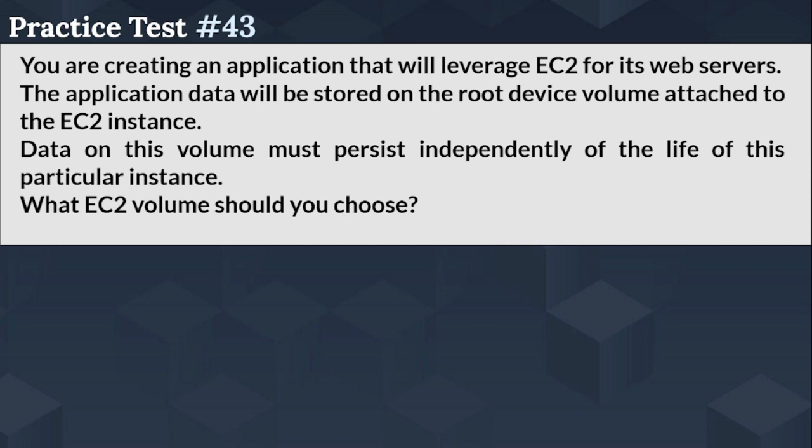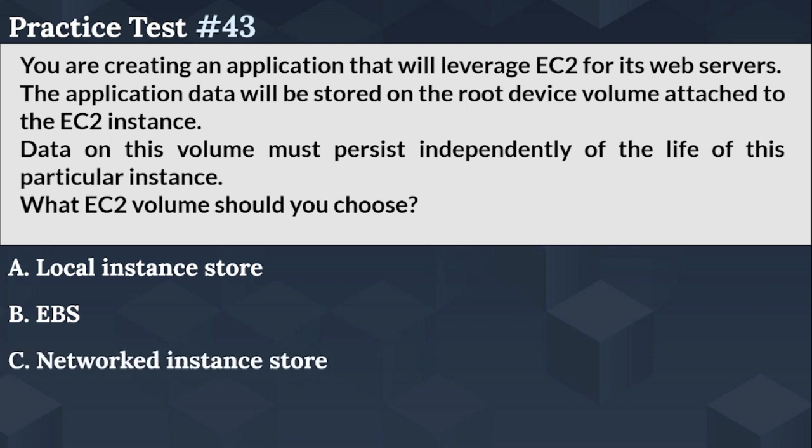So the options are: Option A, Local Instance Store. Option B, EBS. Option C, Networked Instance Store. Option D, Lambda. Please select your answer in the next 5 seconds.